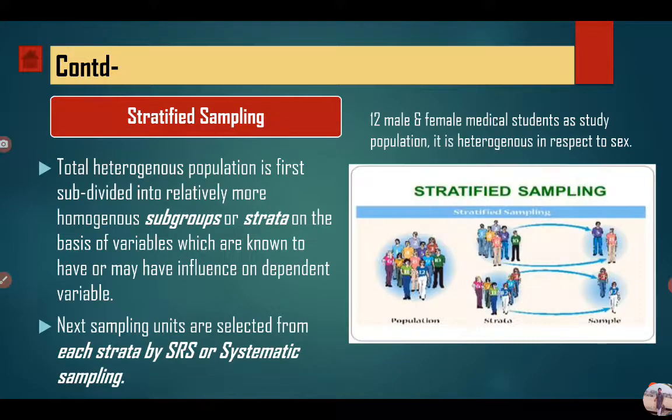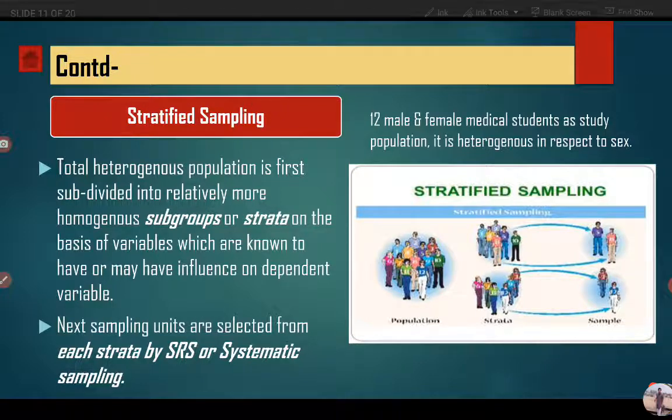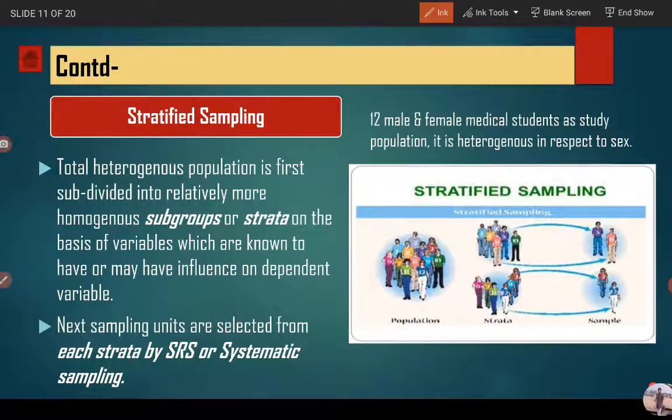So here in this example you can see that 12 male and female students constitute a heterogeneous population, and this heterogeneous population is divided into two strata, male and female strata, on the basis of sex. And from these two strata, sampling units are taken by simple random sampling or systematic sampling technique.